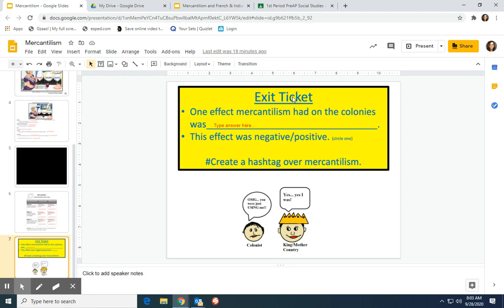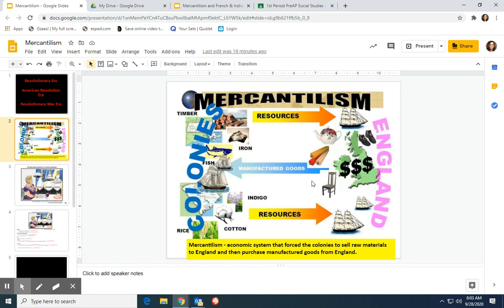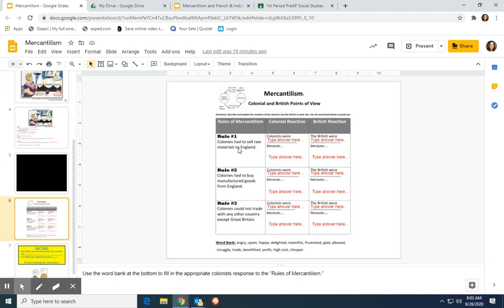So you are successful today if you can tell me what mercantilism is, and then describe it from a point of view. Why do the colonists love it? I'm sorry, why do the colonists hate it? And why do the British love it? If you can do that and discuss mercantilism with somebody, you are successful.